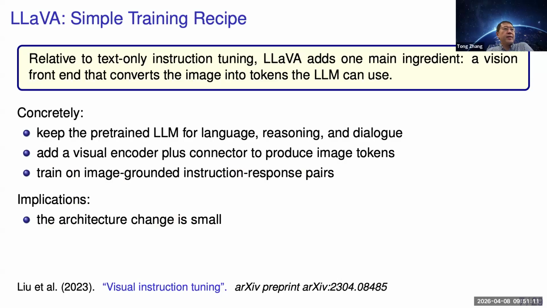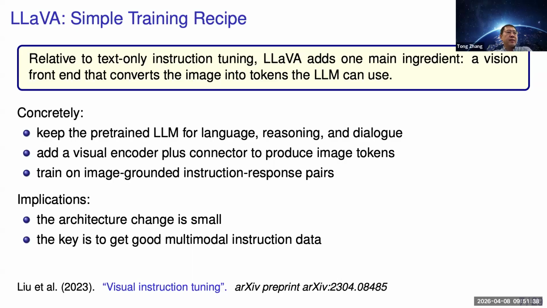The implication is that the architecture change is small compared with the actual alternatives. If you look at the alternatives that existed at that time, this one came out not the first, but it's one of the first, and then it became the most popular. It's simpler and more effective in some way. Of course, the key is getting instruction tuning data, same as the text-only instruction tuning.